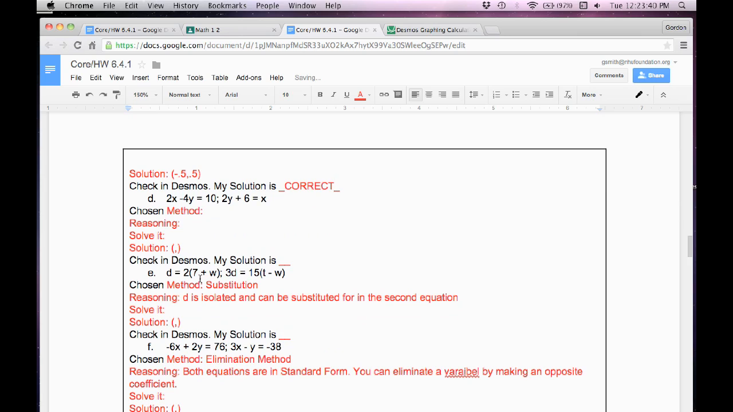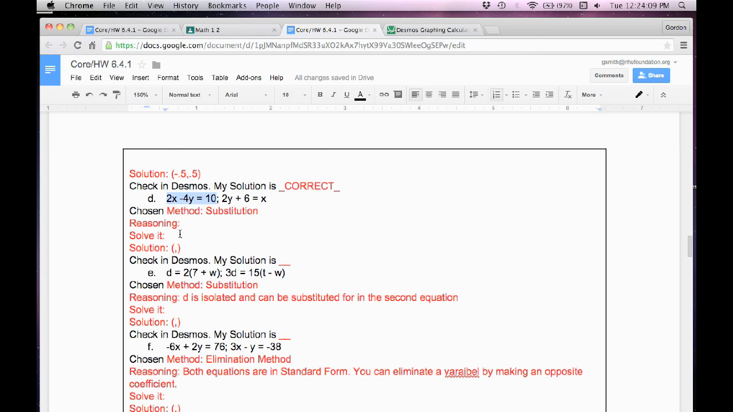All right, D, last one we're going to do for this video. Here we have 2x minus 4y equals 10, and then 2y plus 6 equals x. It looks at first like they're both in standard form, but if you notice, actually x is isolated here. So that's why we said we're going to use substitution here. It's sort of substitution wearing a cheap disguise. It's pretending the x isn't alone, but it's alone right here, which means I'll take this, 2y plus 6, and I'll put it where I see x in this equation.